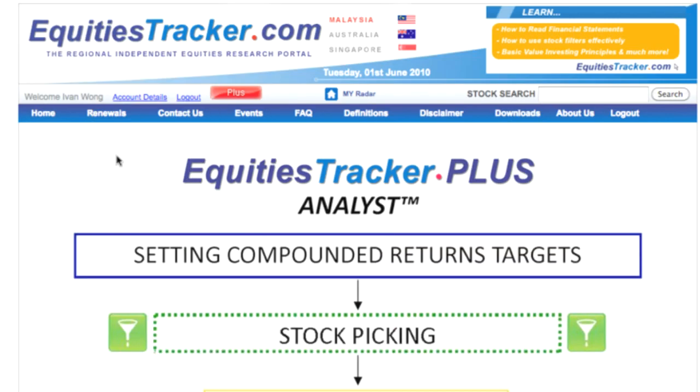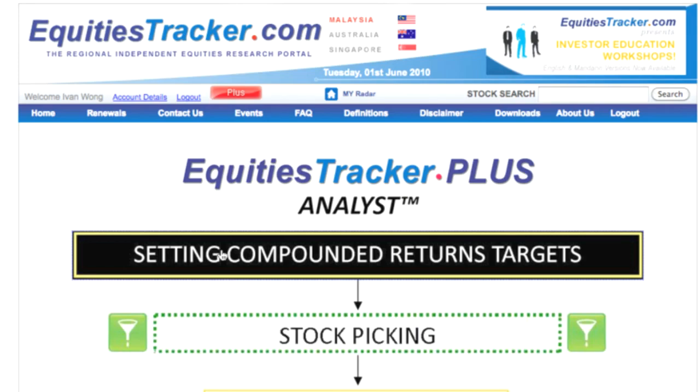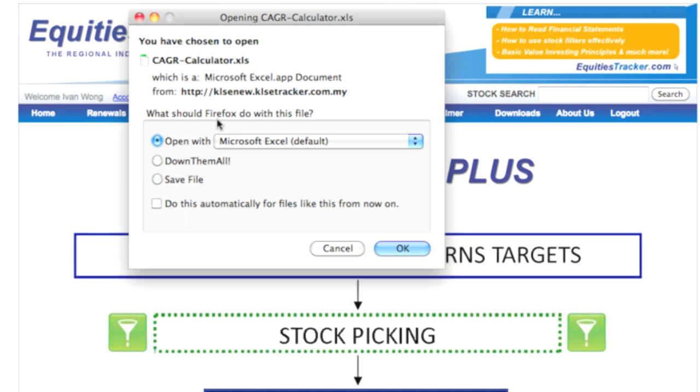With adequate returns, we always have to begin with the end in mind and set our compounded returns targets. Each person's compounded annual growth rate or CAGR target is different. For example, a single 30-year-old person with an initial investment of $50,000 planning to retire in 30 years, at the age of 60, will probably need only $2 million to be comfortable.